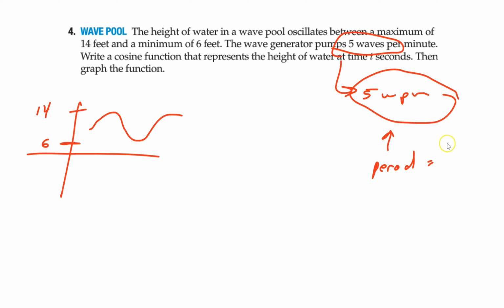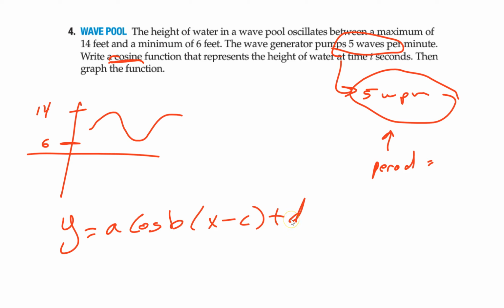So now it has to do with the period. It's not actually the period, but we'll get back to that right now. So it is a cosine graph. They tell us that. So okay, so we have like y equals, let's do a basic cosine, b x minus c plus d. Remember, that's a very basic graph right there, right? Cosine. And we're going to find everything. Cosine has the height of the water at t seconds.